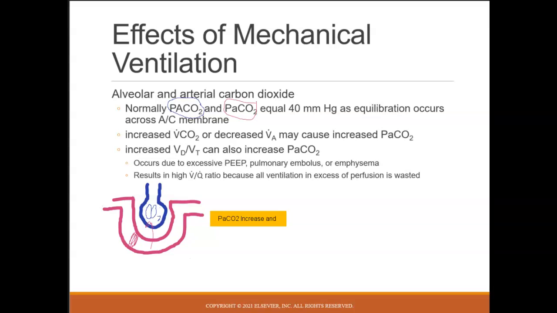Even though I have adequate ventilation, an increase in minute ventilation isn't going to help this, because I have that VQ mismatch here, since there's no perfusion happening to this. So your PaCO2 is going to increase, and that's due to an increase in dead space ventilation, commonly seen in PEs. Let me go through that again.